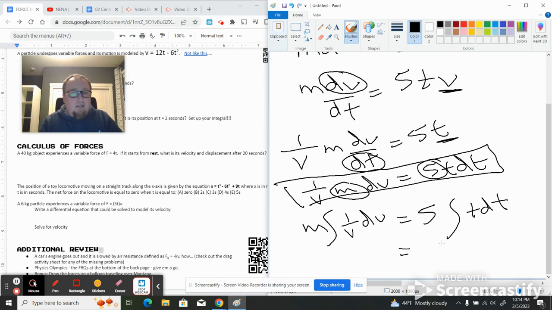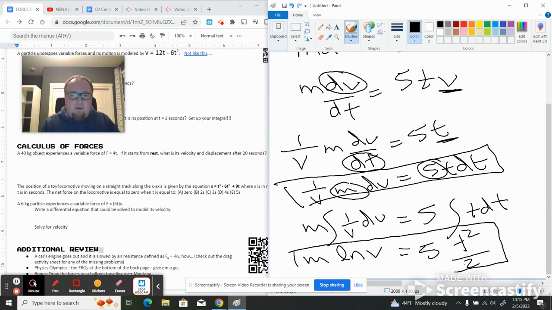So I'm going to do the right side, it's a little bit easier. I add a power and divide by a power. The left side is a little bit trickier. If I add a power, nothing works. So remember, it's on your equation sheet, but the integral of 1 over v is natural log of v. So you've got a really good setup right here.